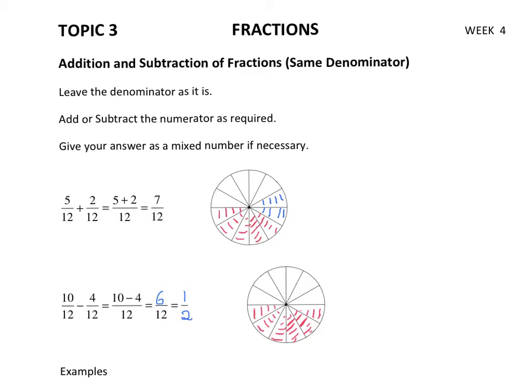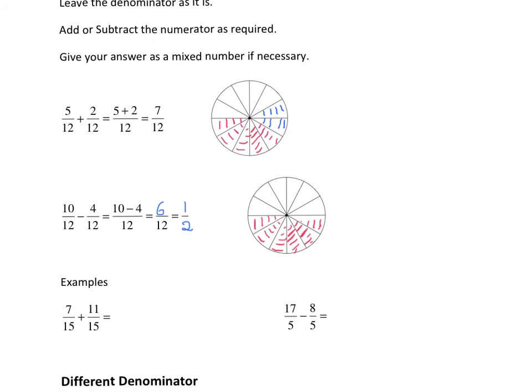So now let's look at some examples, and our examples are here. 7/15 plus 11/15. We know that the denominator stays as it is, so it's 15, and we just need to operate on the two numerators. 7 plus 11 is 18. Now 18/15 is an improper fraction, so we need to change it to a mixed number. It'll become 1 and 3/15.